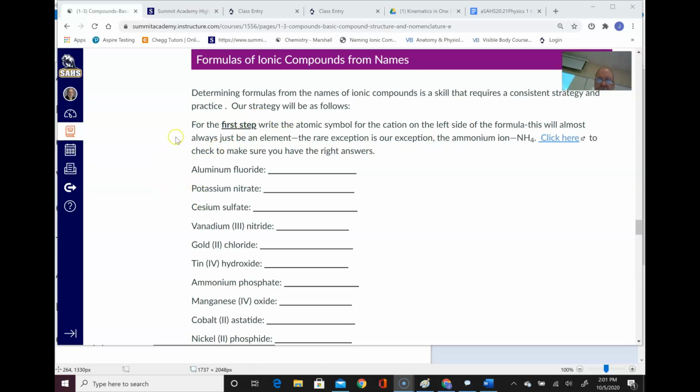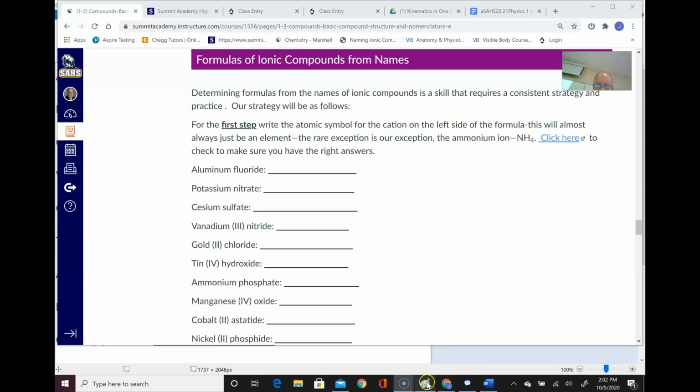For the first step, very simply, write the atomic symbol for the cation on the left side of the formula. And again, remember, this will almost always just be an element. The rare exception is our exception, the ammonium ion. And so go ahead and do this with the list here below and on your worksheet, and then come back and click here to check to make sure that you have the right answers.